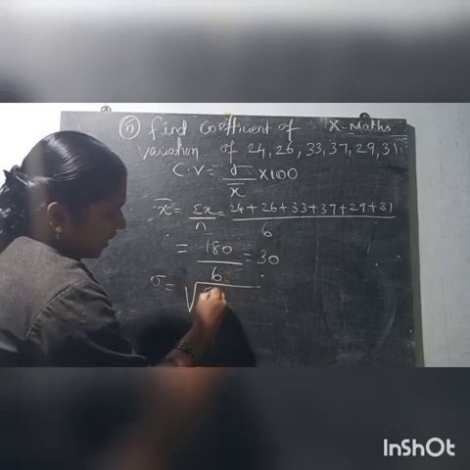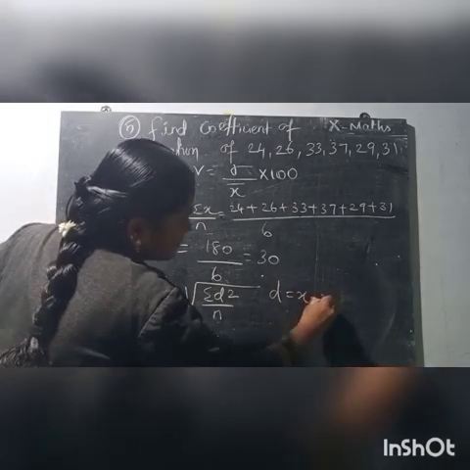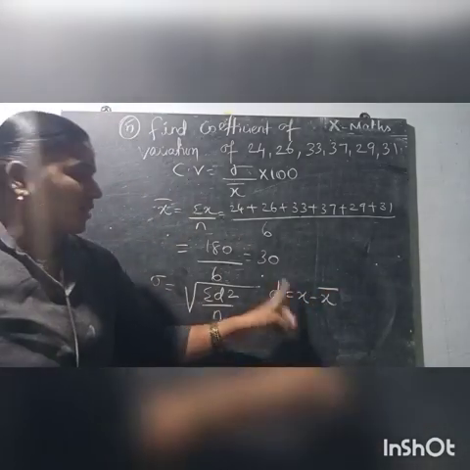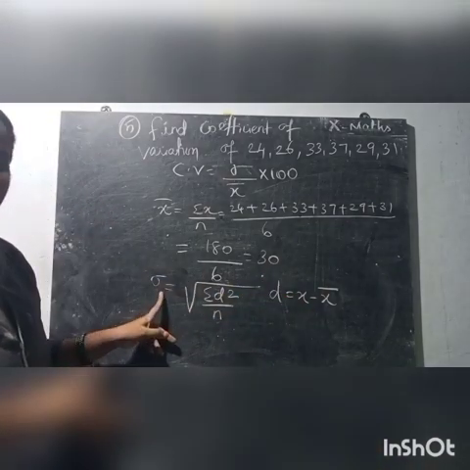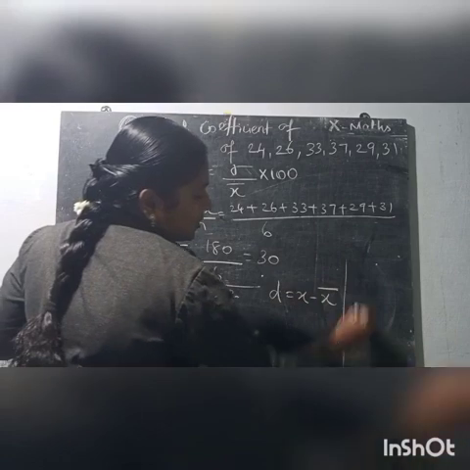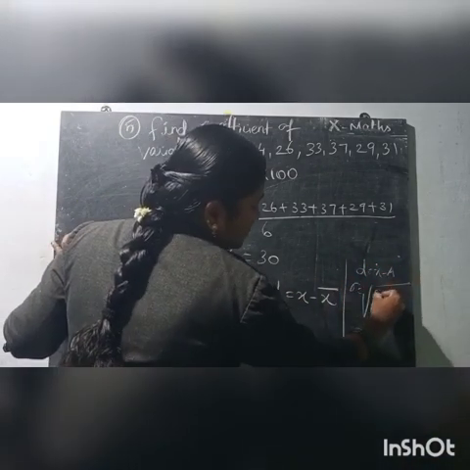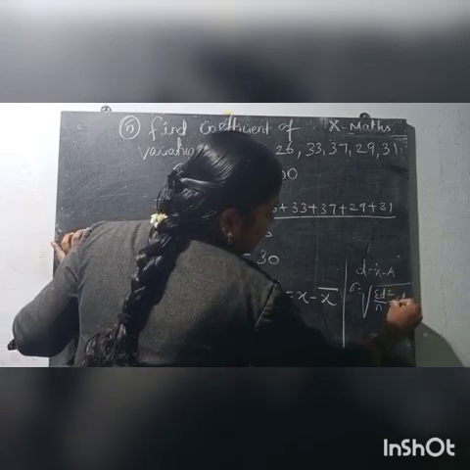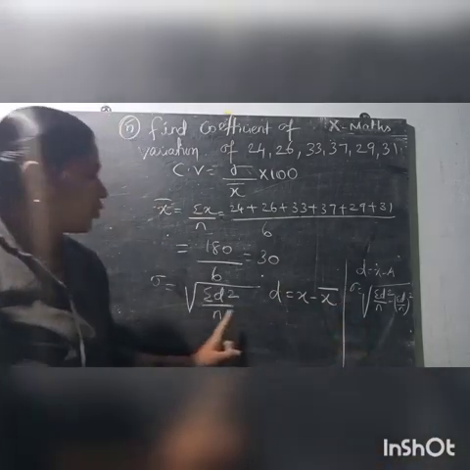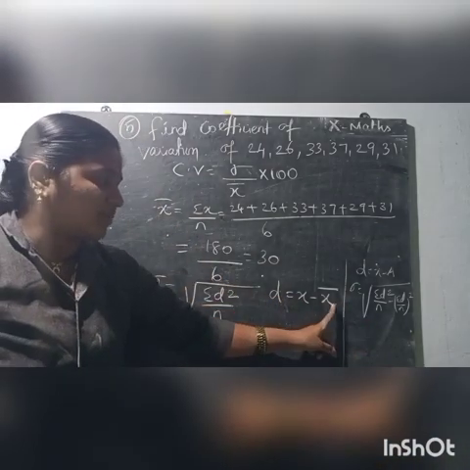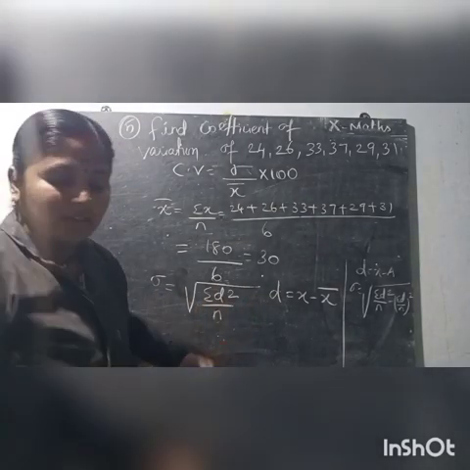See, for standard deviation we can use this formula: root of sigma d square by n, where d equals x minus x bar. Now we calculated the x bar value. This formula you can also use, with d equal to x minus a: standard deviation equals root of sigma d square by n minus sigma d by n the whole square. Any one of the methods you can use. Now I am going to use this method, d equals x minus x bar. So standard deviation equals root of sigma d square by n.